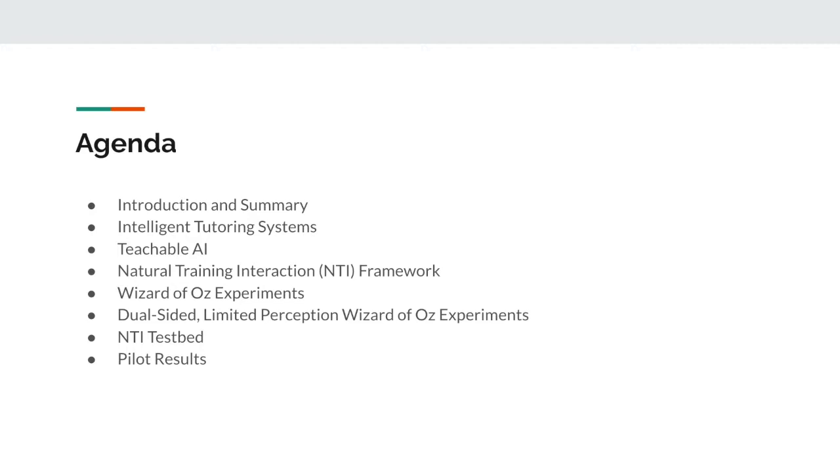Wizard of Oz experiment. We'll also explain a variant of the Wizard of Oz experiment known as the dual-sided limited perception Wizard of Oz experiment. And lastly, we'll share how we use this variant experiment with the natural training interaction testbed we engineered, and also excitingly share some of our progress and some of what we learned from real human experimentation.